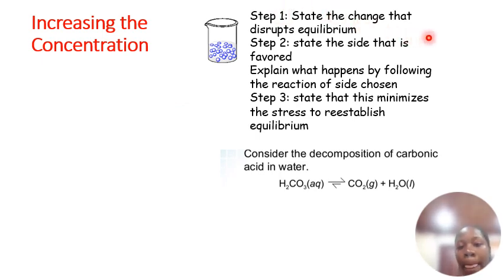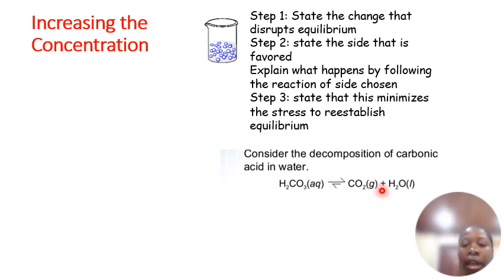That's the change. Now the second step is you need to state the side that is favored. Which side is going to be moving more quickly? You need to tell us that. Remember, you have 2 reactions. You have one reaction proceeding from left to right, and that is called the what kind of reaction? The forward reaction, yes, and it's also known as what reaction? The right reaction, yes, because the arrowhead is pointing to the right.